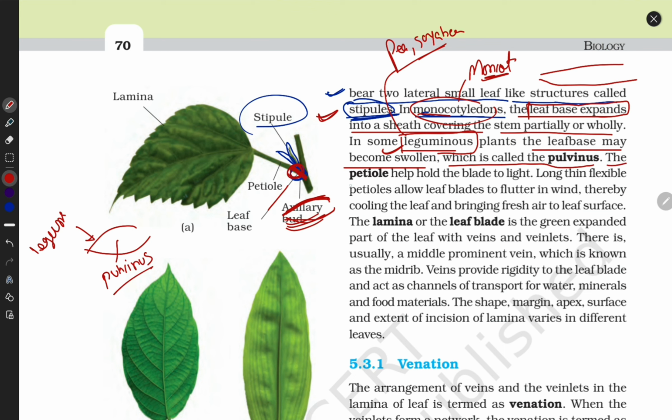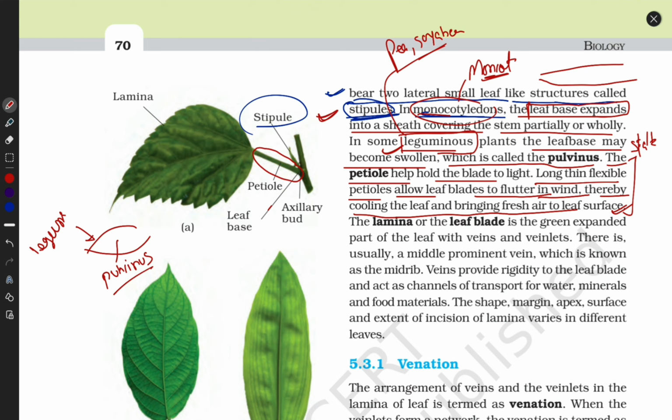The petiole helps hold the blade to light. Long, thin, flexible petioles allow leaf blades to flutter in wind, thereby cooling the leaf and bringing fresh air. Guys, they give support. They are stalk-like structures. Look here, this is long. These are what? Petiole. Long aerial part. They can move according to wind. They give flexibility, and properly attach to the leaf. This is helpful for supporting nature.